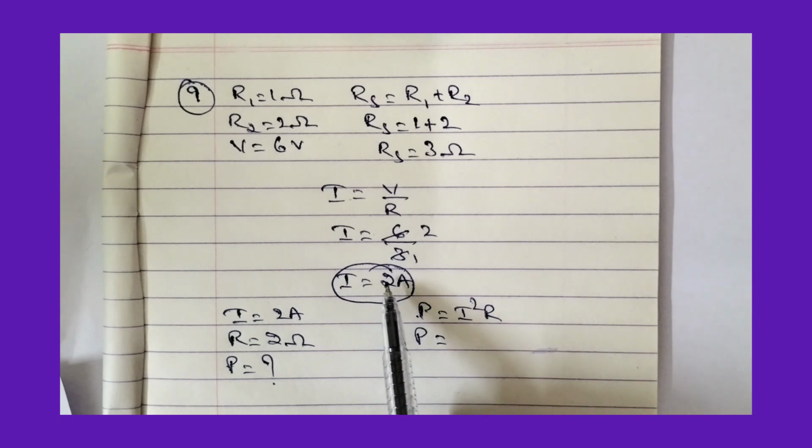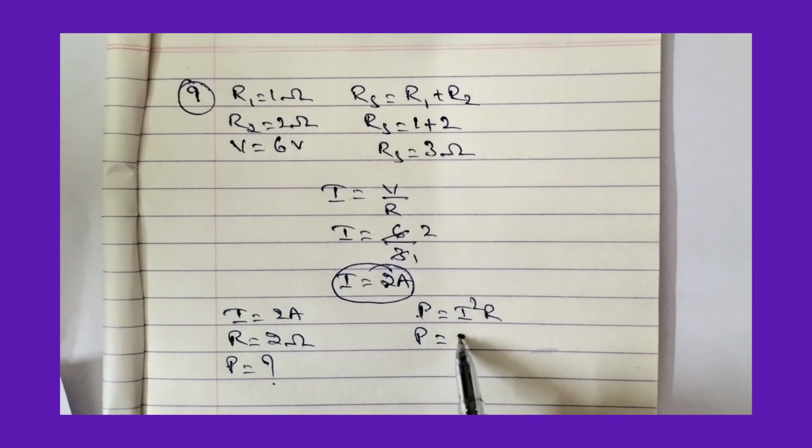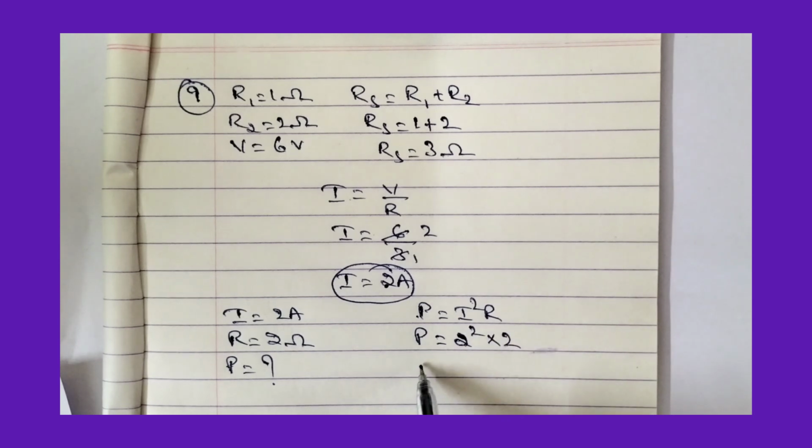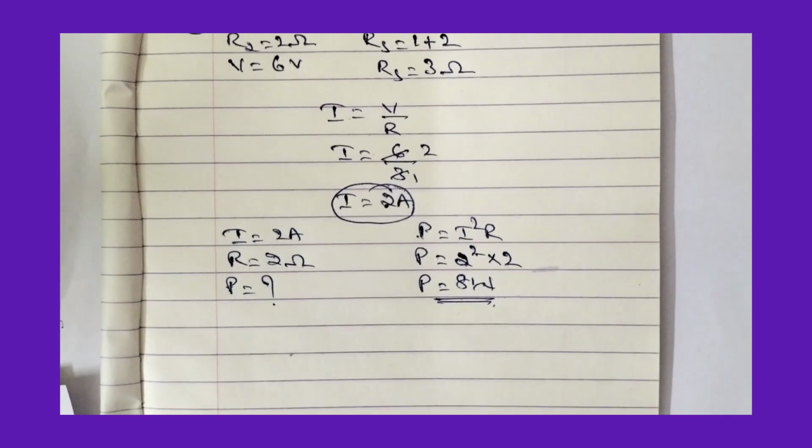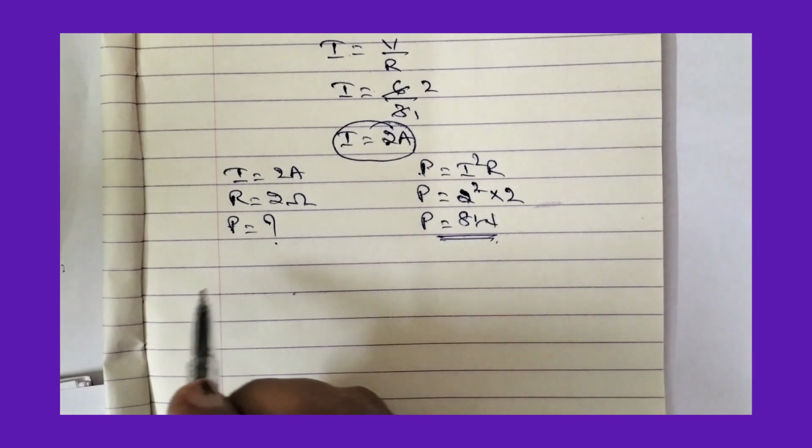Since the current is the same, taking the current, I is equal to 2. I square is 2 square into R, which is 2. So power is equal to 2 square is 4, 4 twos are 8. It is equal to 8 watt. So power is equal to 8 watt. This is how to solve the first question.